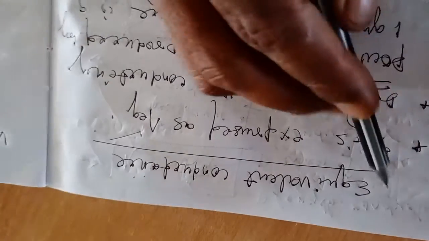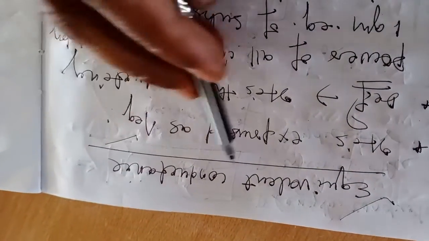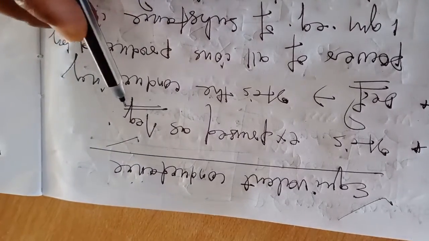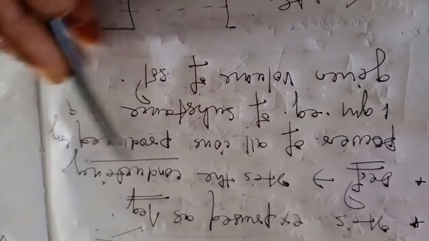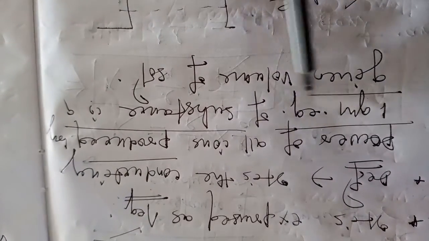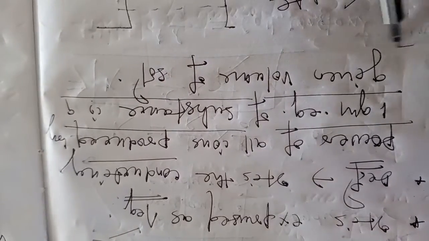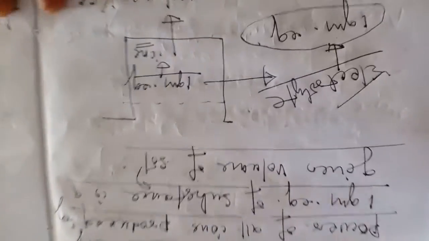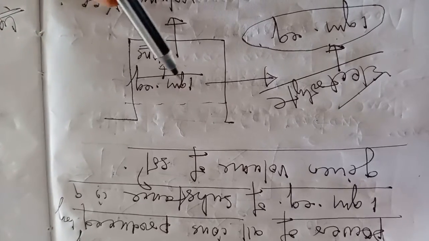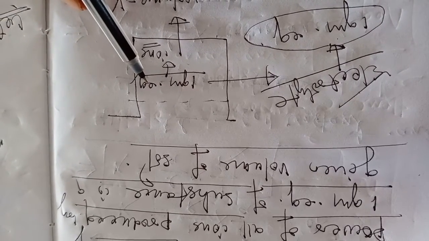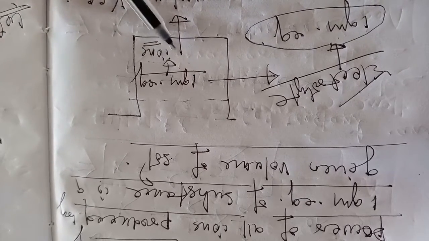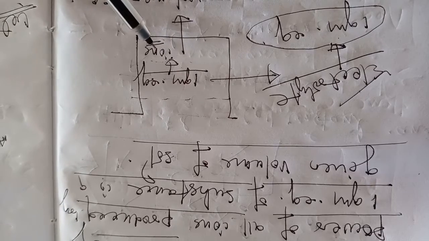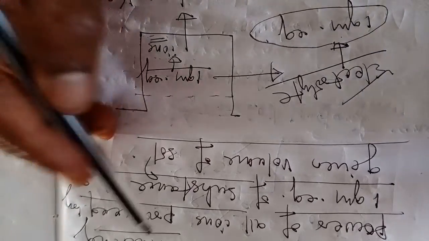Again I repeat, we are studying equivalent conductance. Equivalent conductance is expressed as lambda Q. In case of the definition, it is the conducting power of all ions produced by 1 gram equivalent of substance in a given volume of solution. Suppose in a vessel 1 gram equivalent of substance or electrolyte is present, then that 1 gram equivalent of substance produces ions. Those ions carry the electric charge, and that is called the equivalent conductance.